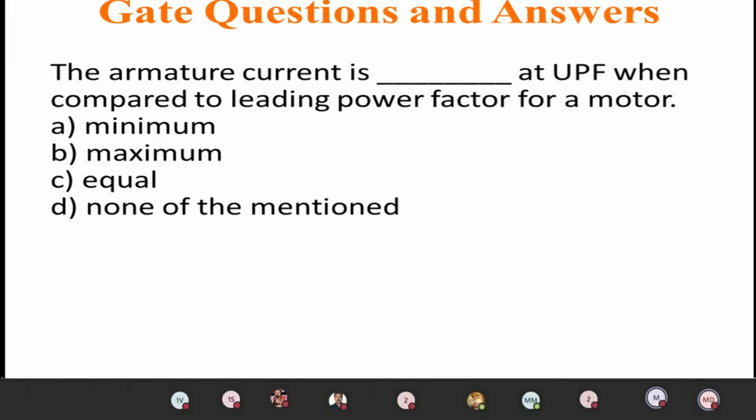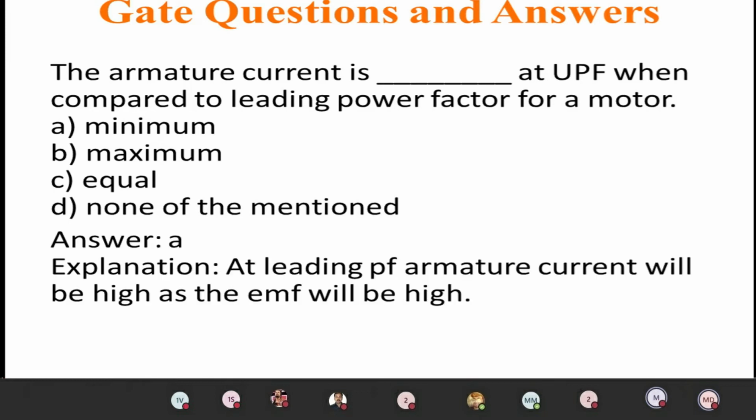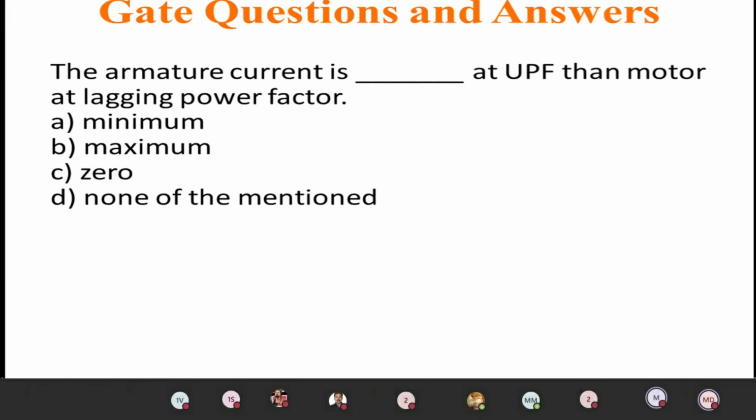So normally, when compared to leading or lagging, at unity power factor it maintains minimum. The same question for lagging power factor: we already discussed that whether it is lagging or leading, when compared to unity power factor, the armature current is minimum at unity power factor than the motor at lagging power factor.